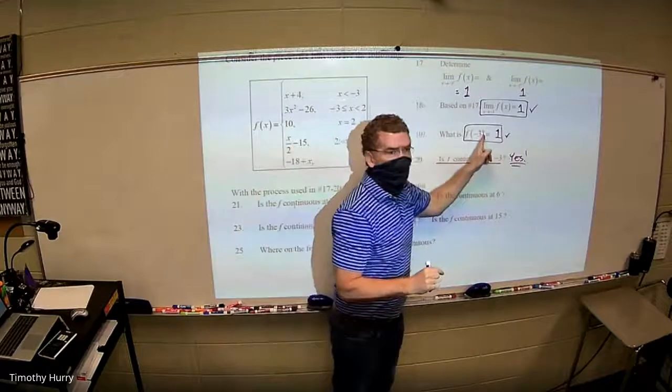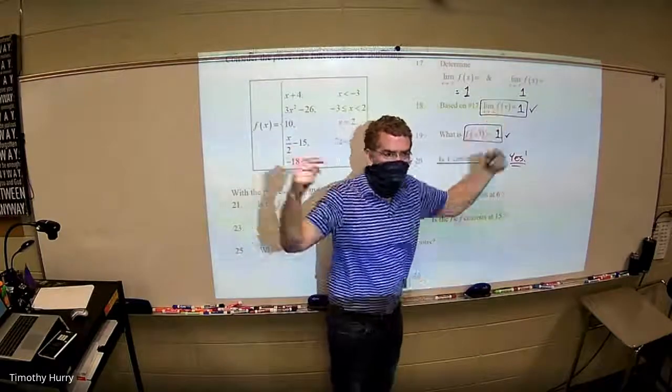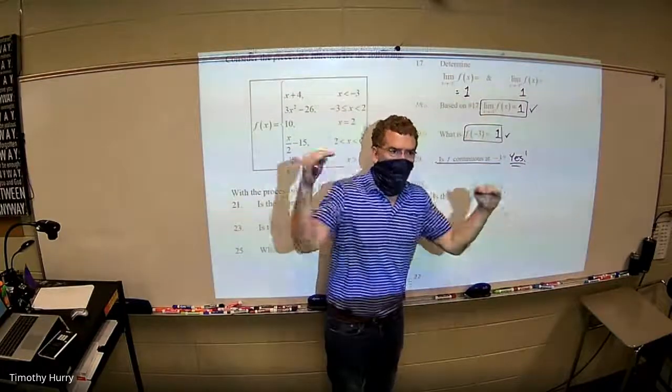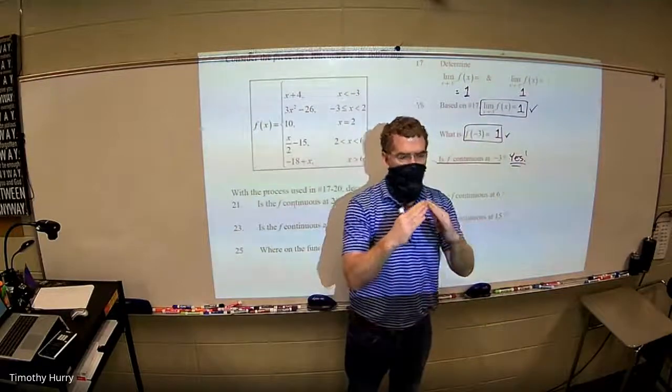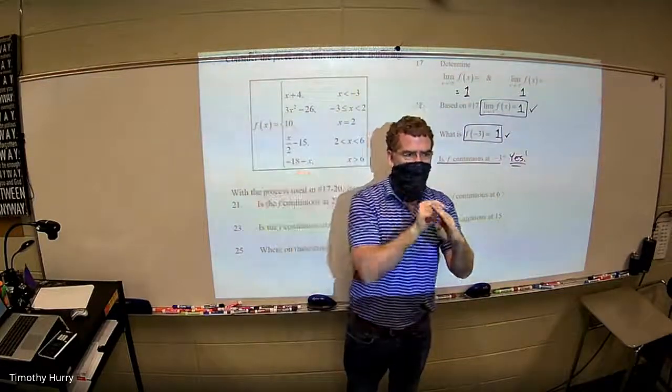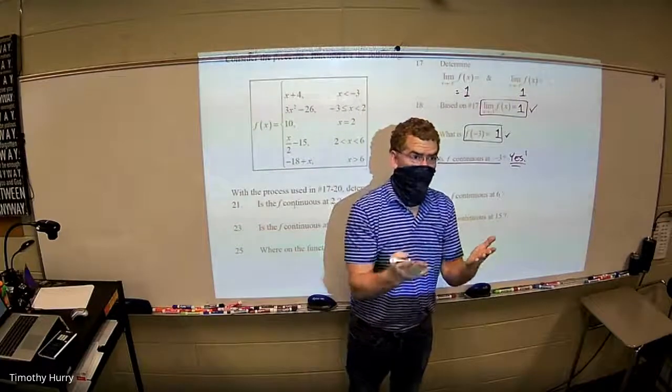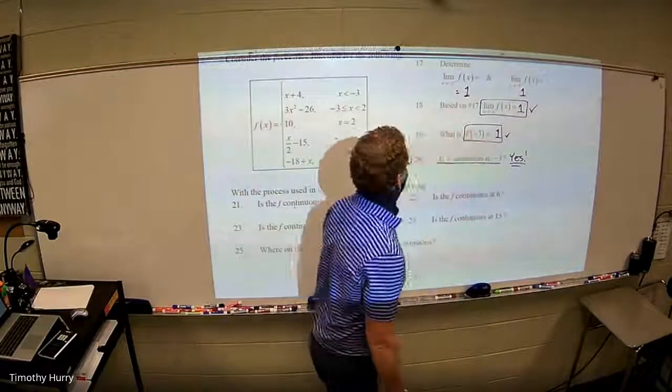It fills in the hole. It approaches the same from both sides, and the hole and what it's approaching are the same. So this parabola connects with this hole so that you never have to pick your pen up. All right? You have checked at -3.